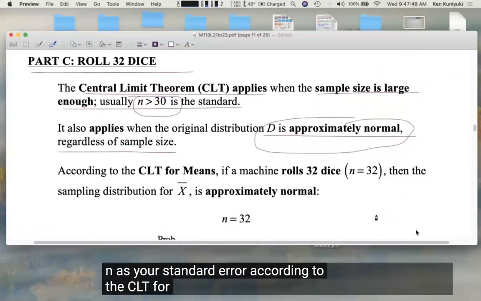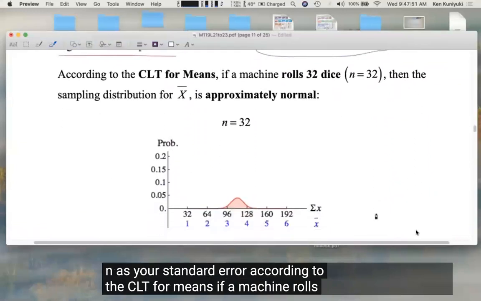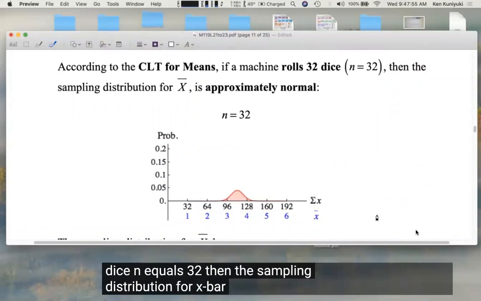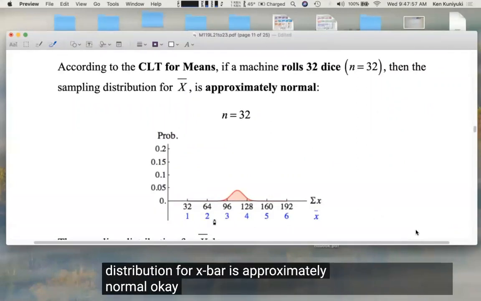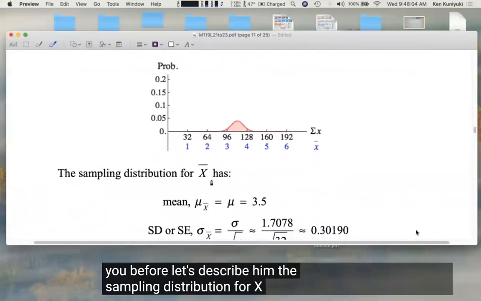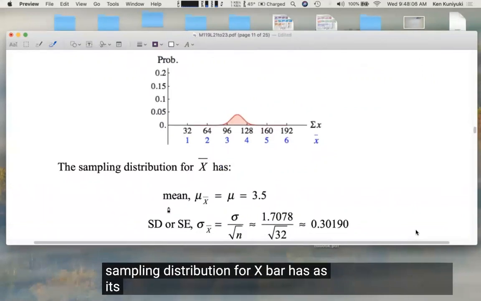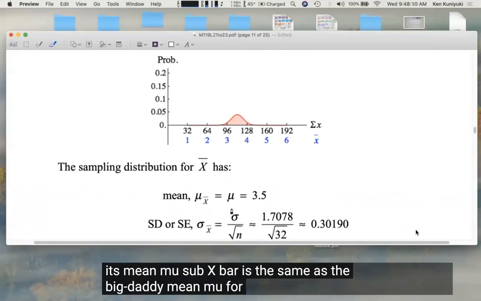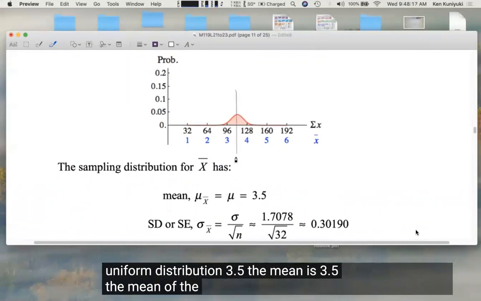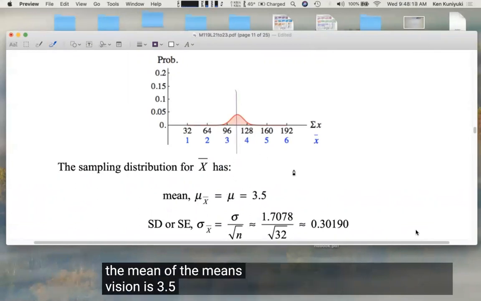According to the CLT for means, if a machine rolls 32 dice, n equals 32, then the sampling distribution for x bar is approximately normal. This is the same guy I showed you before. Let's describe him. The sampling distribution for x bar has, as its mean, mu sub x bar, the same as the Big Daddy mean, mu, for the original uniform distribution, 3.5. The mean of the mean distribution is 3.5.